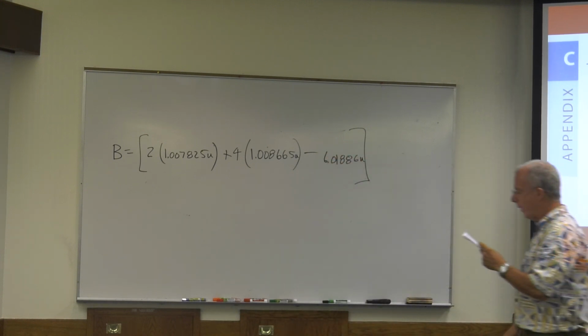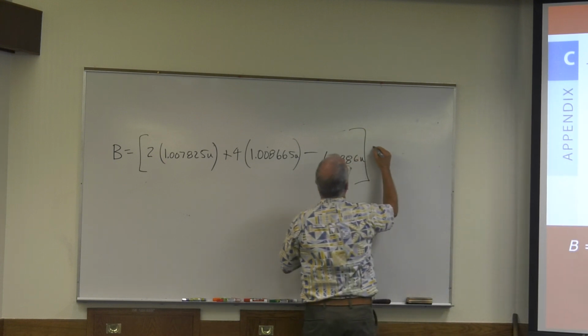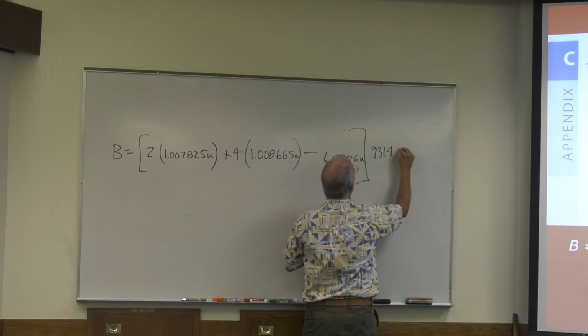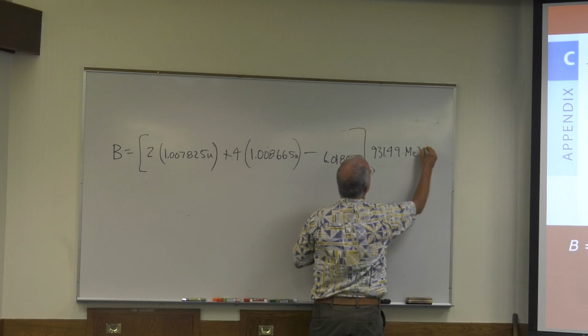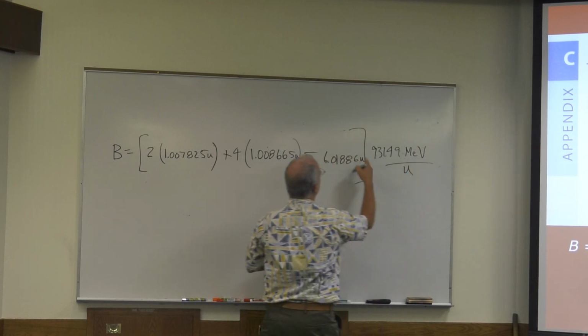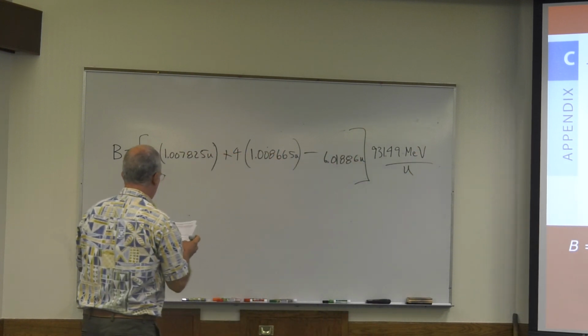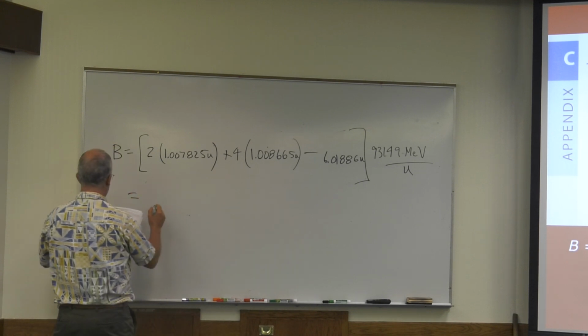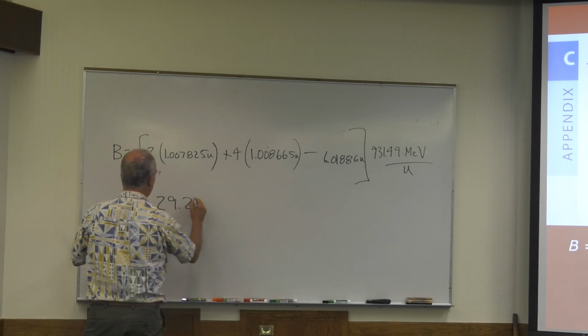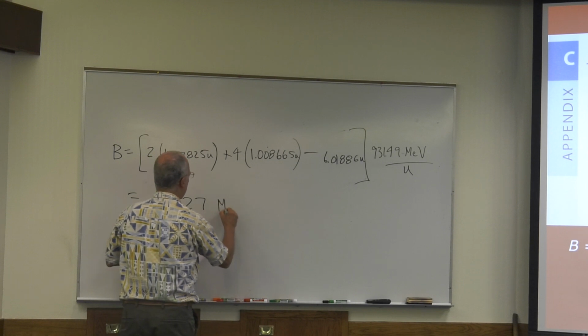Okay. Then we multiply that by 931.49 MeV per U. So all the U's cancel. And I promise you, when you multiply it all out, you get 29.27 MeV.